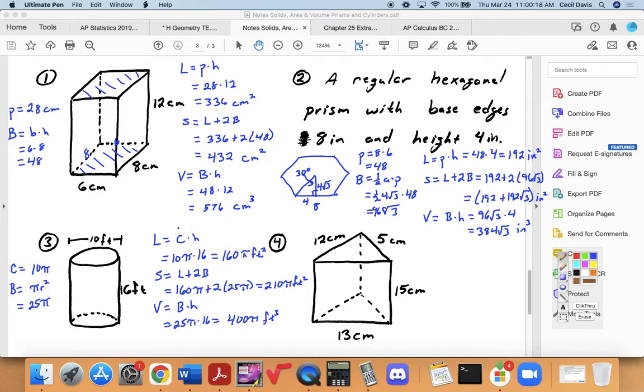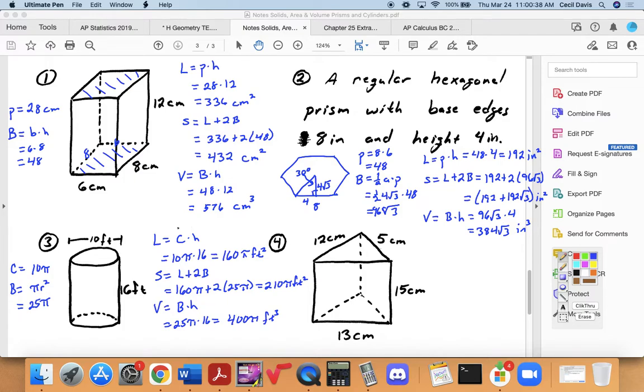All right, so for, yes? So you said that the lateral area is like painting the walls. Right. The surface area is like painting the walls and the floor and the roof. And the ceiling, yes. Surface area would be painting everything in the room. So the walls, the floor, and the ceiling.